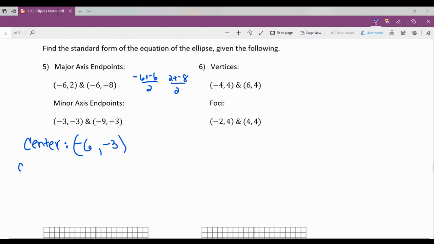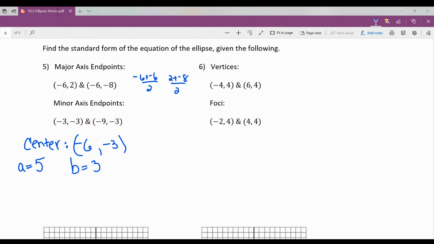All right, so now that I have my center, I can find the length of A, which is from the center to the endpoint of my major. So from -3 to -8 is a distance of 5 units. So my A is going to be 5 units. My B is the distance from my center to my minor. So the y's don't change, the x's change this time. So -6 to -9 is the length of 3. So my B is 3.